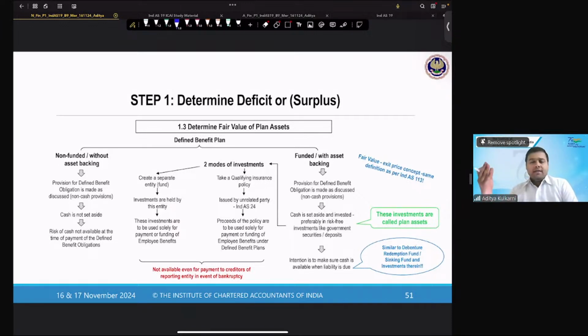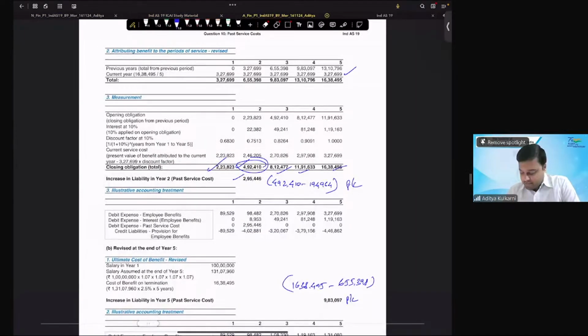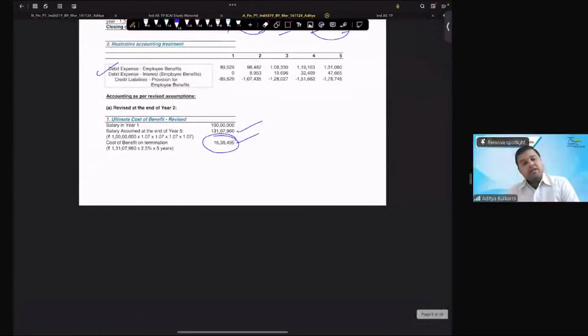So now tell me one thing, making a provision, the defined benefit obligation that we saw yesterday. Yes, we saw the build-up, we saw the amounts. Tell me one thing, is it only a book adjustment, or am I setting out some cash in the entries that we saw yesterday? Setting out some cash. We have not set out any cash yesterday. What we have done yesterday, yesterday only book adjustment has happened.